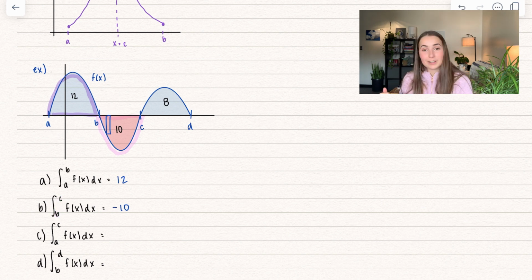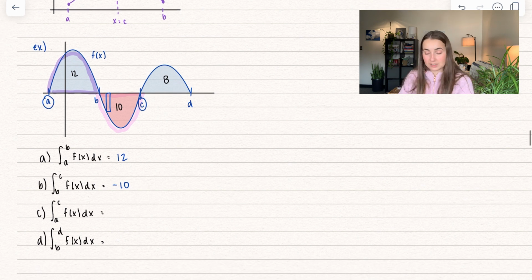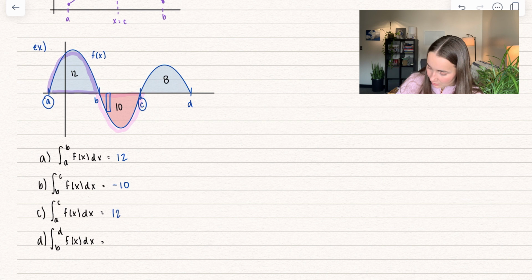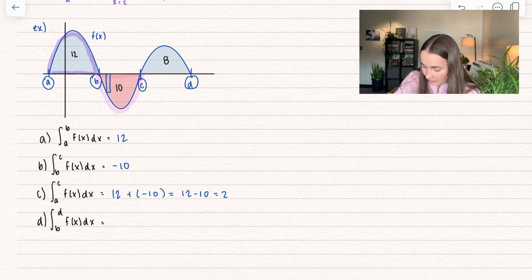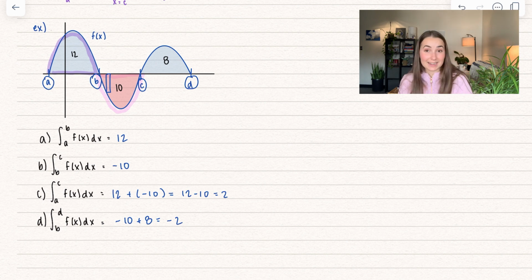Okay, so now we're going to go ahead and combine these two areas. We're going to go all the way from A to C. Now what we do is we take the corresponding area, so we add them together, 12 plus -10. That is equal to 12 minus 10, which is equal to 2. Now we're going to go ahead and do the same thing, but instead we're going to start at B and we're going to go all the way to D. So when we add those areas, we start at -10 and we add 8, and this is equal to -2. So like I said, it's totally fine to have negative area because we're working with algebraic area, not geometric.